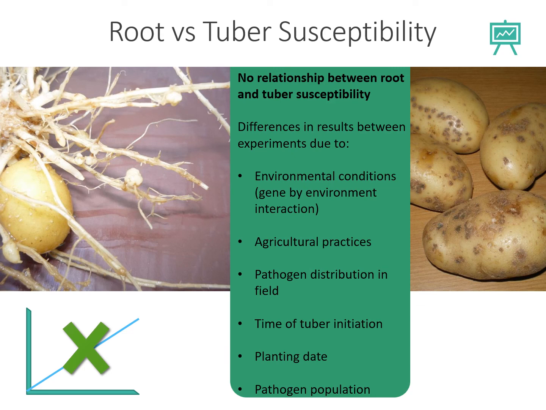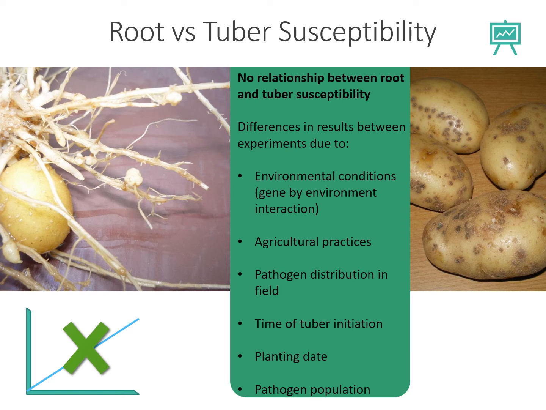So why is there a difference between root and tuber susceptibility? Well, these differences are due to various reasons. First of all, the environmental conditions determine the susceptibility to the pathogen. There is a gene by environment interaction, which means that the environment plays a relatively large role in the expression of resistance. Also, the resistance expression is under different genes for root versus tuber susceptibility. Agricultural practices also play a role in terms of susceptibility of the host to the pathogen.